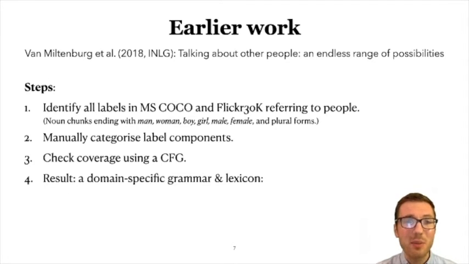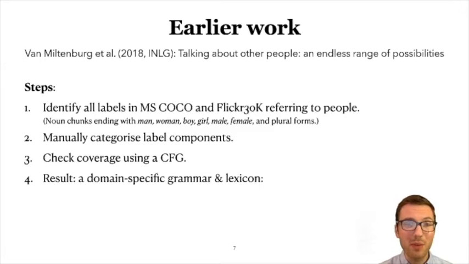The steps that we took to identify all those categories are, first, looking at all the labels in MS COCO and Flickr30K referring to people. So we took all the noun chunks ending with man, woman, boy, girl, male, female, and their plural forms. We manually categorized the label components. So if you have a label like "the tall man," then "the" is a determiner. "Tall" is a modifier that refers to a person's height. So we categorize it as a height modifier. "Man" is the head noun in this case.